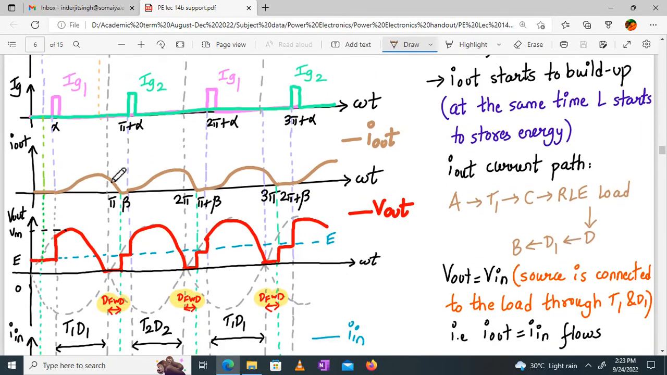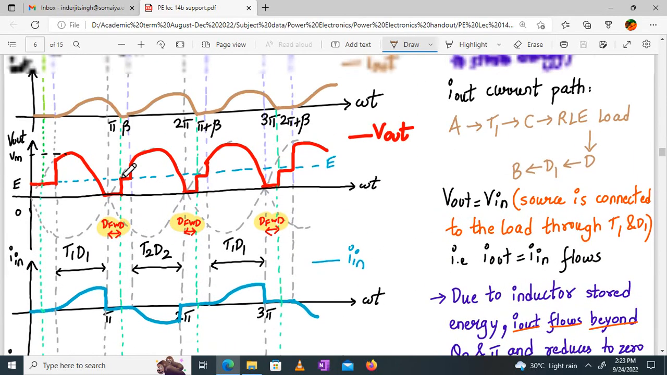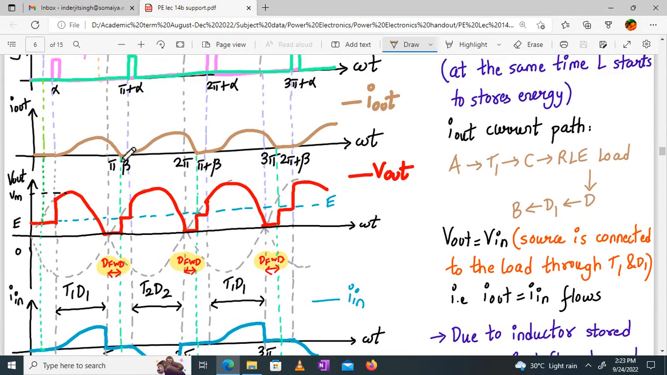The I out keeps on decreasing and it will be going to 0 at beta, right? Beta is the extinction angle. Here is the value of beta. Here it is. Okay. So till beta, I mean, yeah. But in between, something else also happens, right?